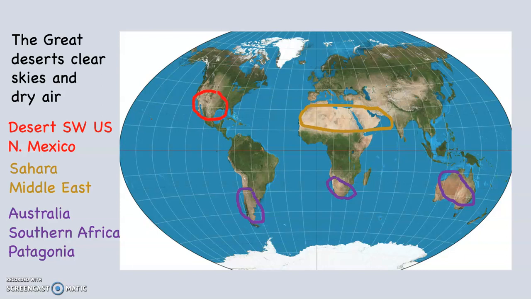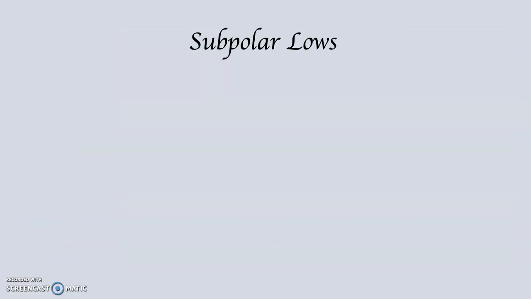And then the southern part of South America, not where the Andes are at, but just to the east of that, where Patagonia is. Patagonia is a beautiful word, but Patagonia is a cold desert. It looks something like the Mojave in a lot of ways, but it's cold.